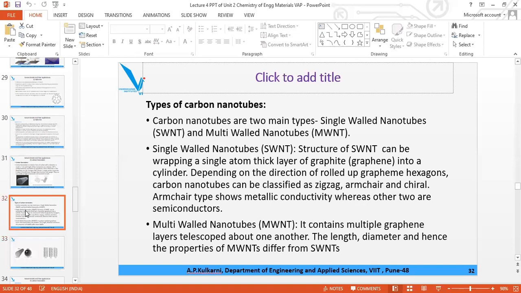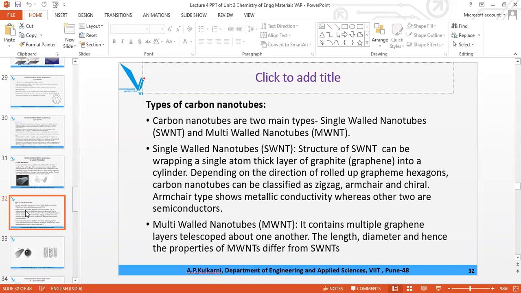So there are zigzag, armchair, and chiral, out of which the armchair shows conductivity, and the remaining two are semiconductors. Armchair is a form of the single walled carbon nanotube which shows good conductivity, whereas the chiral and the zigzag are semiconductors. This is important for MCQ type questions.